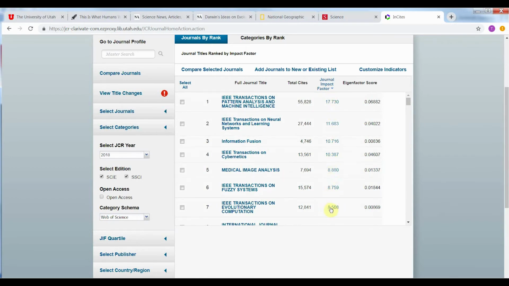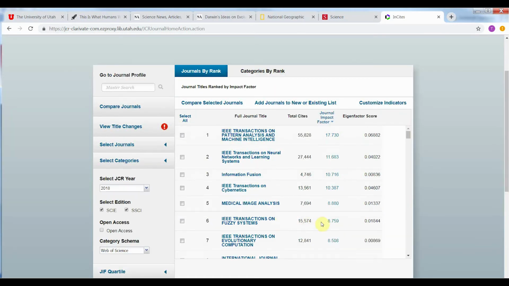So an impact factor of, say, 8 is not as impressive as the New England Journal of Medicine's impact factor of 70, but it is nonetheless pretty impressive. If you see this little 8.759 here, what that means is that on average, every article published in IEEE Transactions on Fuzzy Systems has been cited by other publications 8.7 times. I think they go within a 2-year window on that.